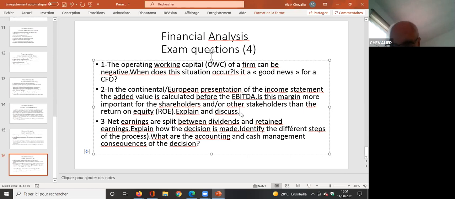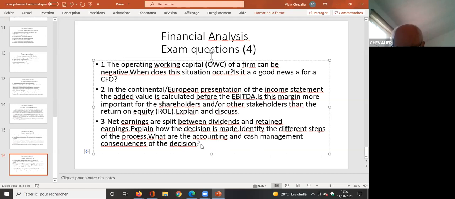Third, net earnings are split between dividends and retained earnings, of course. Explain how the decision is made. Identify the different steps of the process. What are the accounting and cash consequences, and cash management consequences, of a decision? So it's very simple. I explained that. I hope it was clear at least.